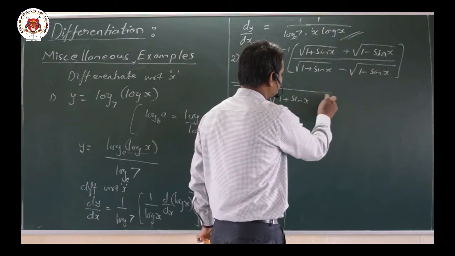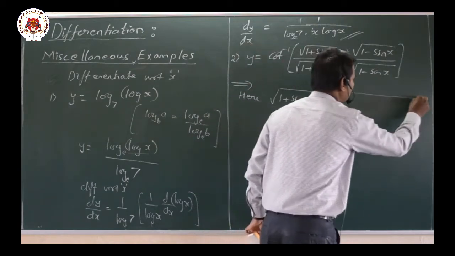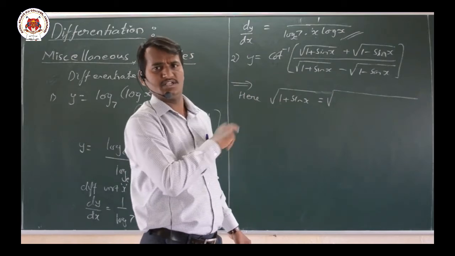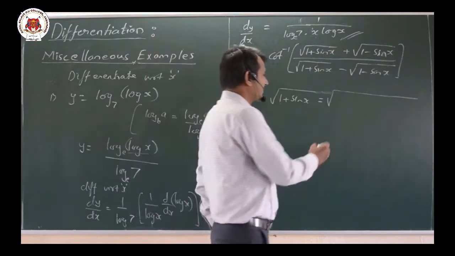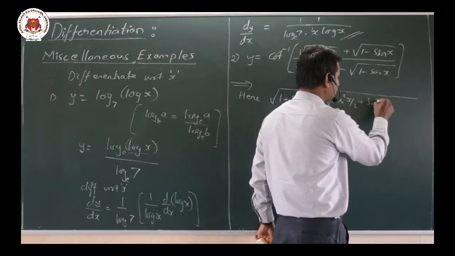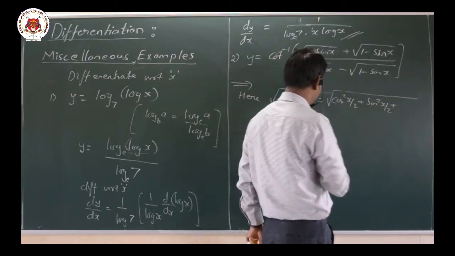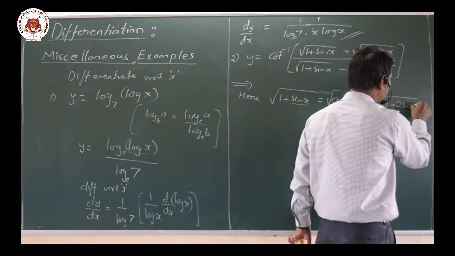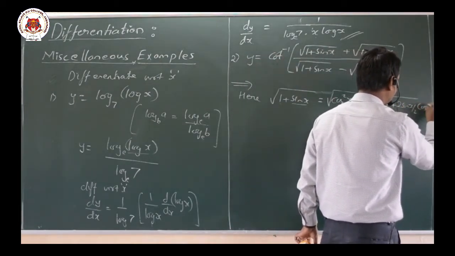Here, 1 plus sin x: can I write the 1 as sin square plus cos square, or cos square plus sin square? That is nothing but cos square x by 2 plus sin square x by 2 plus, and sin x can be written as 2 sin x by 2 into cos x by 2, by the formula.